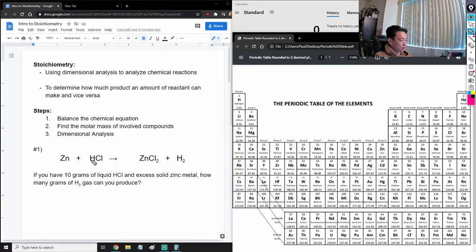So we have our chemical reaction right here. And so let's start off by just balancing it. We're going to do step number 1. We're going to balance the chemical equation. So what we're going to do is nothing new. We've done this before. We're going to count up how many of each element we have.